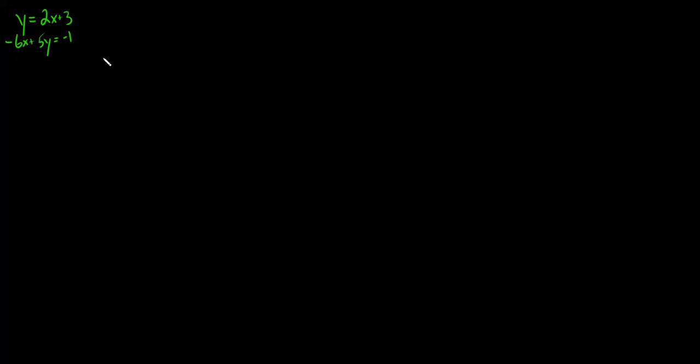So since we have y is equal to 2x plus 3, we can use substitution very quickly. What I mean by that is that we can take what y is. Y is 2x plus 3. That's how we can represent y. And I can substitute it in for y in my other equation.